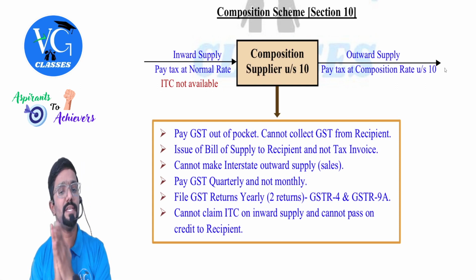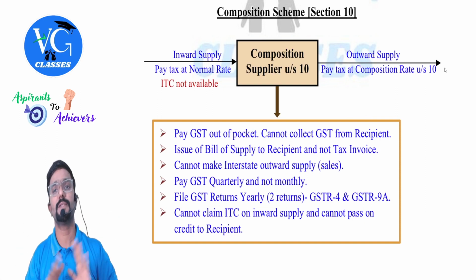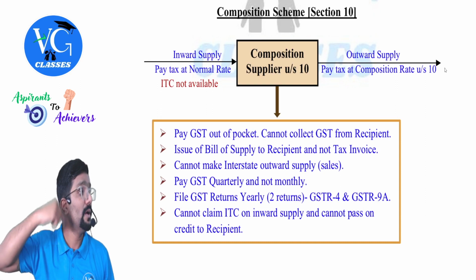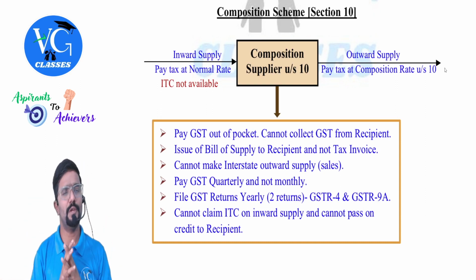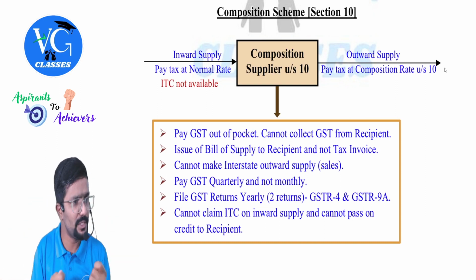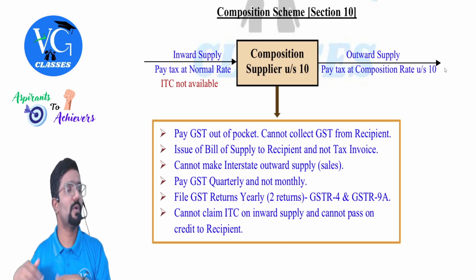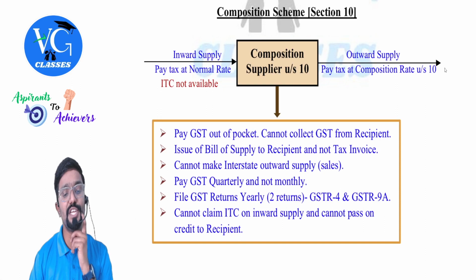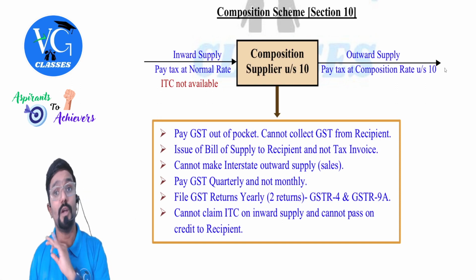Next, pay GST quarterly and not monthly, because the person who is under section 9 will pay tax monthly, whereas this person will pay quarterly. So the burden will be reduced, guys. Why? Because every month I need not arrange money to pay GST. Here, quarterly once I can pay that, at a lower rate.